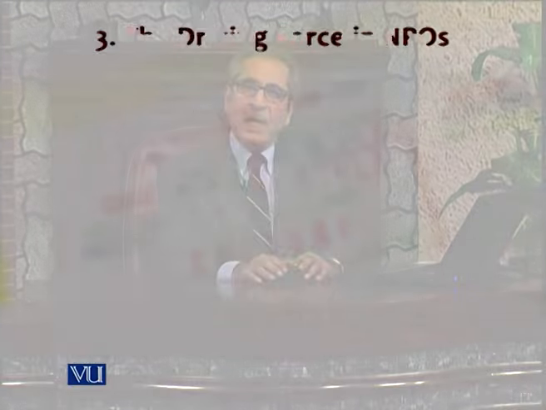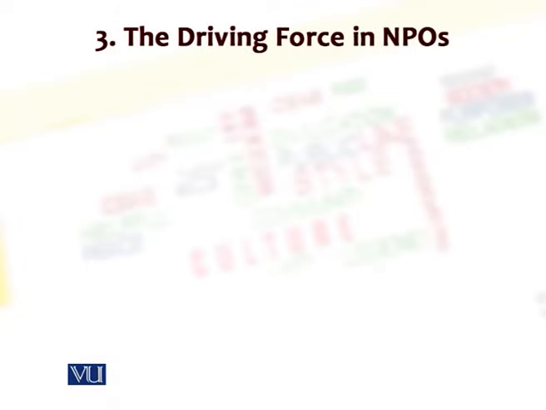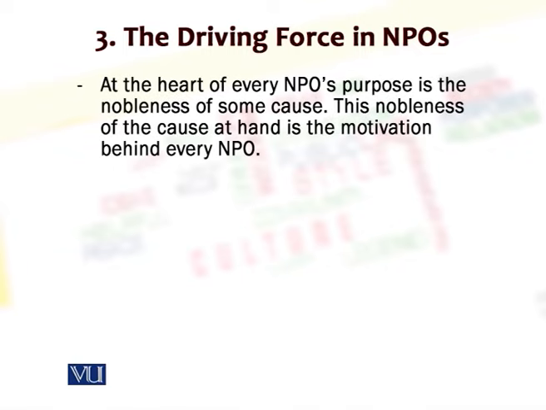After having given you an explanation of the areas in which the NPOs operate, we now move on to the next objective, which is about the driving force in nonprofit organizations. This is a very important objective, and the narrative I can give you is that it is the nobleness of the cause which is at the heart of the purpose of a nonprofit organization. The nobility of the cause drives certain people to carry out a certain cause and accomplish results in order to achieve the welfare of the community.